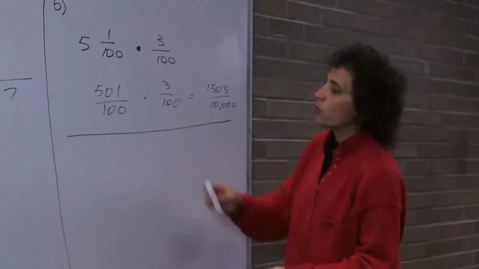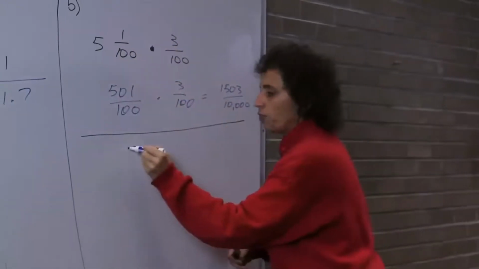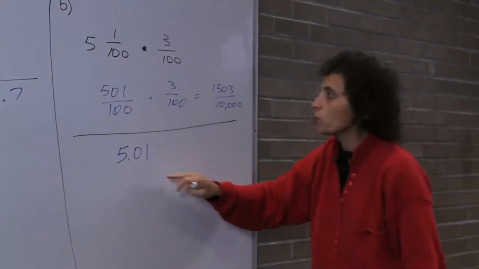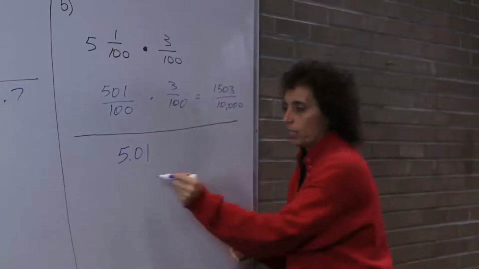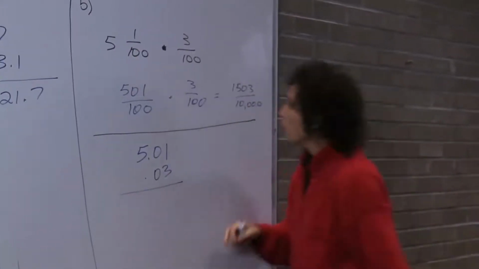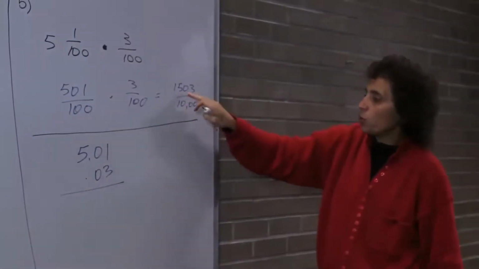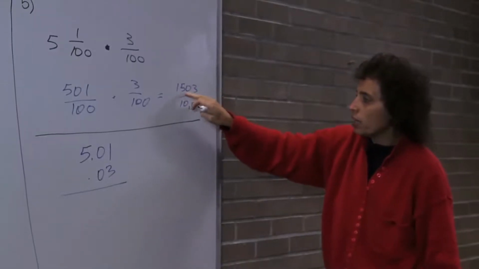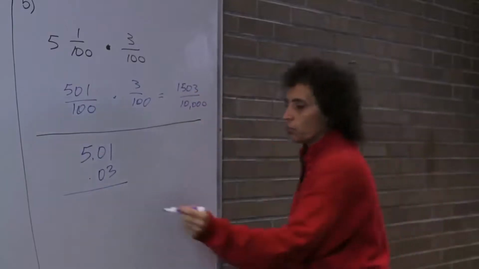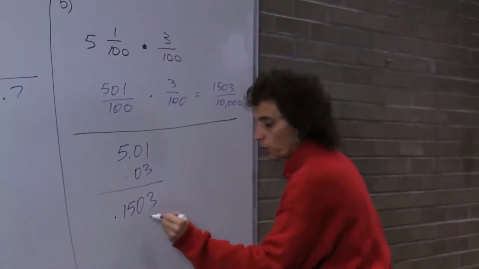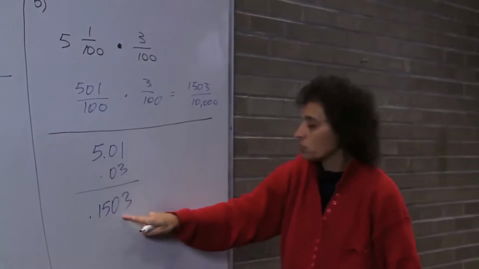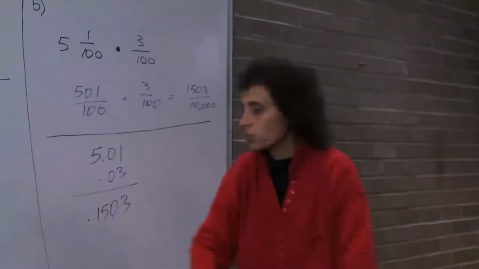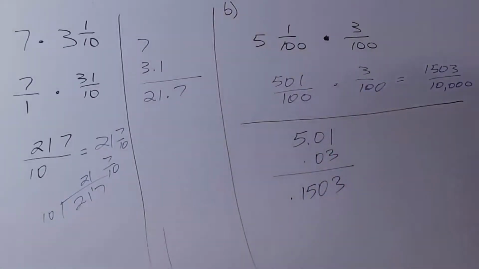So let's write these as decimals. 501 over 100, or 5 and 1/100ths, is 5.01, right? Tens, hundredths. 3 hundredths is 0.03. This answer is 1503 over 10,000. 10,000 is 4 zeros, right? So 0.1503. So that's how you write that. Do you see any kind of pattern with this? Just take a look for a second.